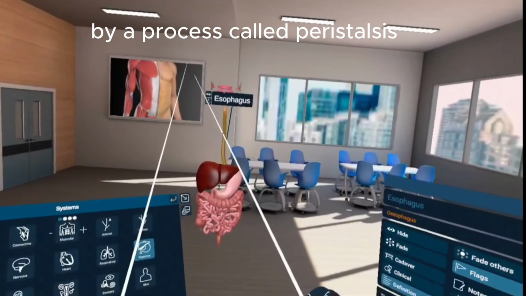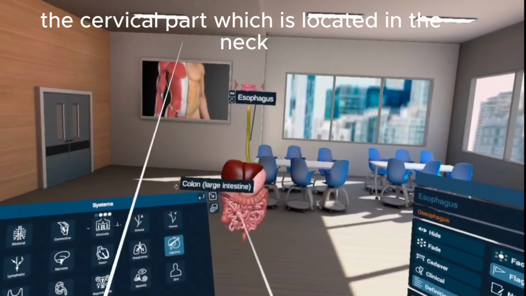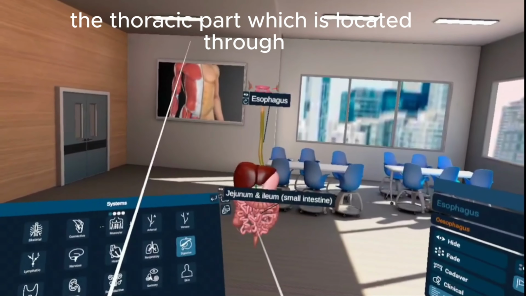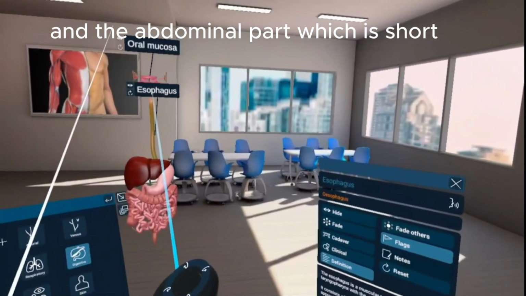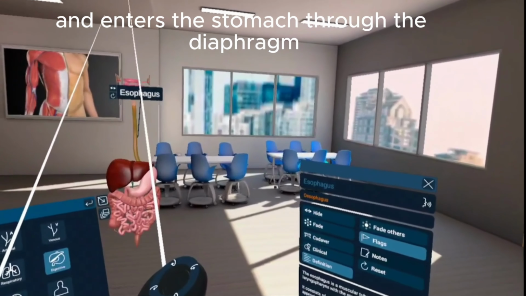The esophagus is a muscular tube that connects the pharynx to the stomach. Its main function is to transport food and liquids from the mouth to the stomach by a process called peristalsis. The esophagus is about 25 cm long and it is divided into three parts: the cervical part, which is located in the neck, the thoracic part, which runs through the chest cavity, and the abdominal part, which is short and enters the stomach through the diaphragm.